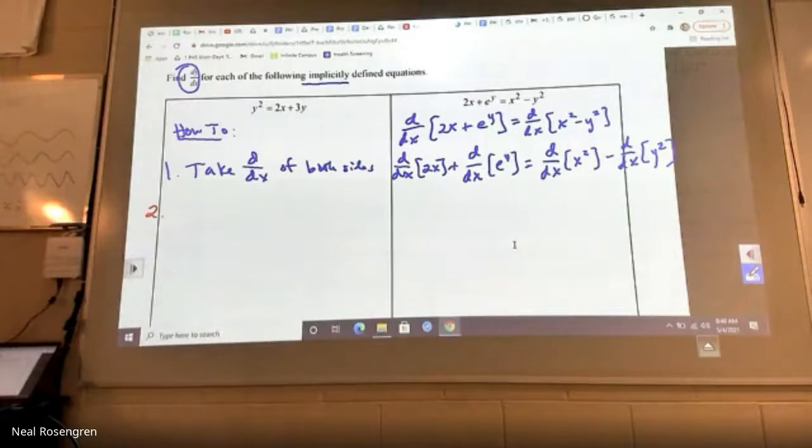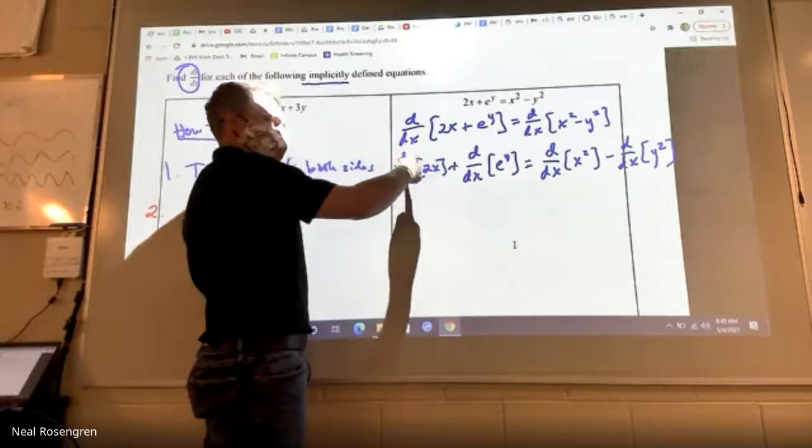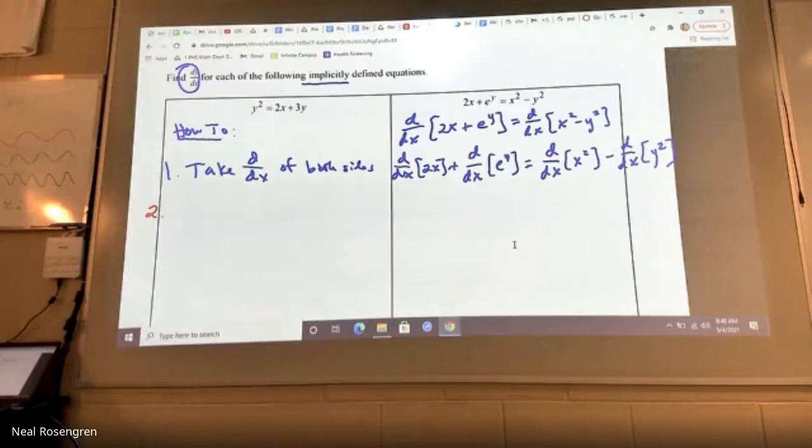And as part of our process, as part of finding the derivative of both sides, it's important to look at what you've got and decide, do things match up? Do these variables match? The derivative with respect to x of something with x, sweet, that's what I want. They match up, life is good. So I can take that derivative all by itself, and then I'll move on.